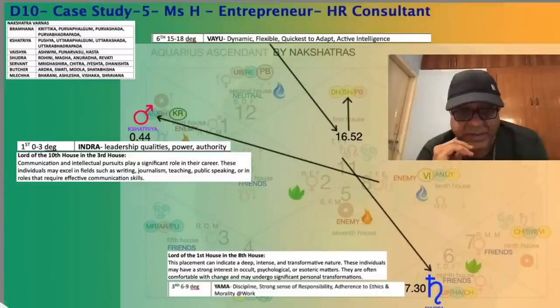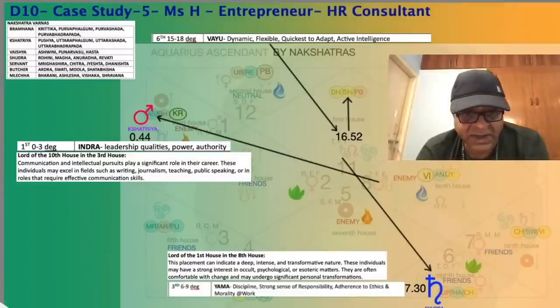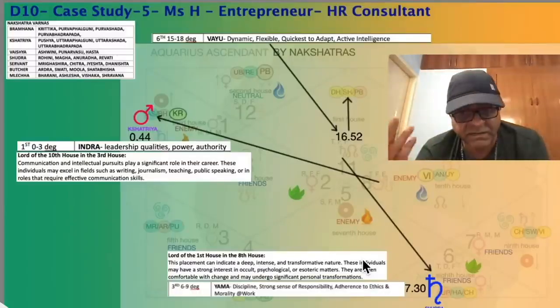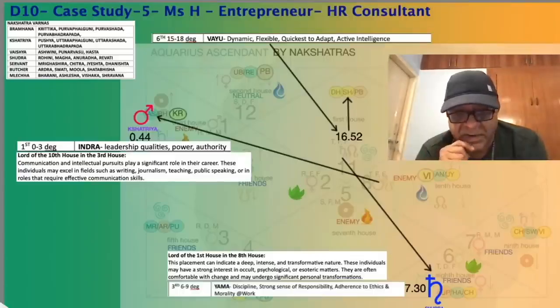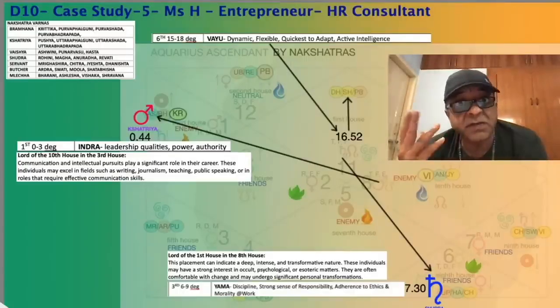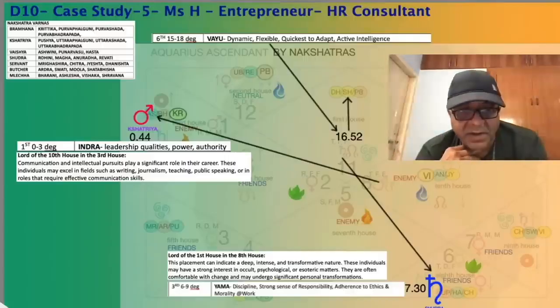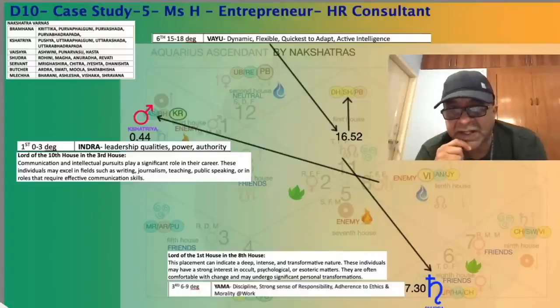What does this 7.30 degrees mean, right? It means, first of all, being in the 8th is transformative. We have seen this. Okay, but what does it mean having that particular angle in the D10? Because we are studying D10, so we need to consider angles. It is in the third angle, which is 6 to 9 degrees, 7.30 degrees.